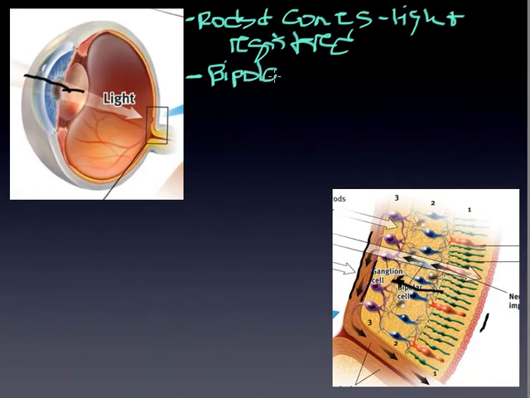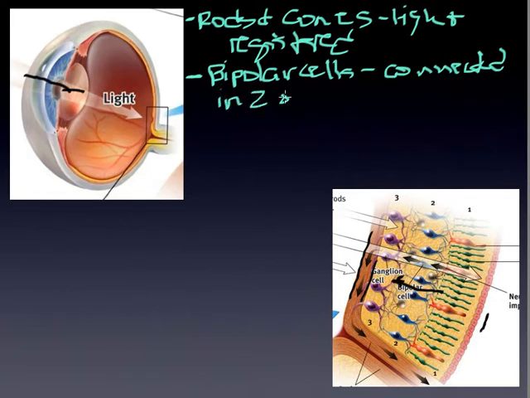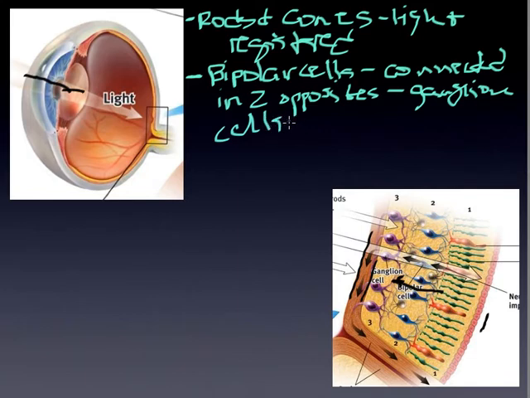and we call them bipolar because, not because they have huge mood swings, but because they are connected in two places. They are connected to the ganglion cells on one side, in two opposite poles. So essentially, on one end, they are connected to the ganglion cells, and on the other end, they are connected to a rod or rods and cones. So that's why we have the word bipolar.